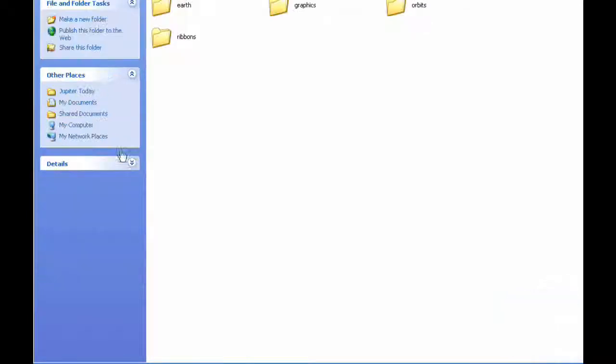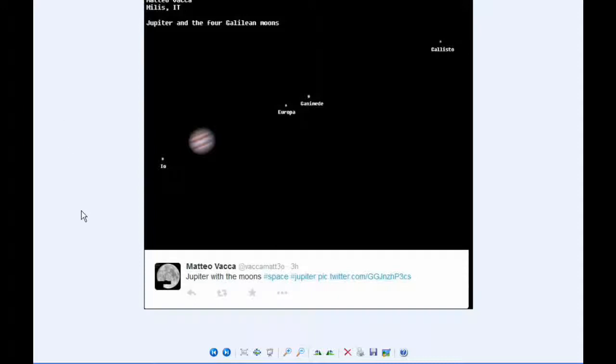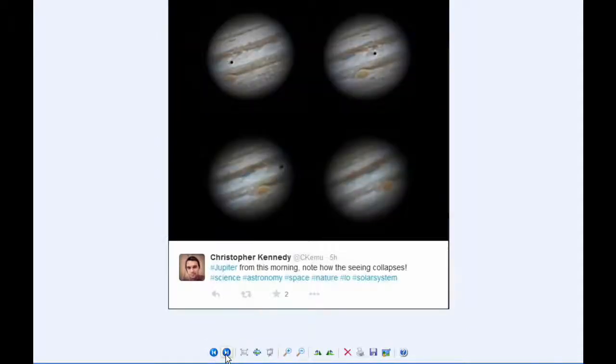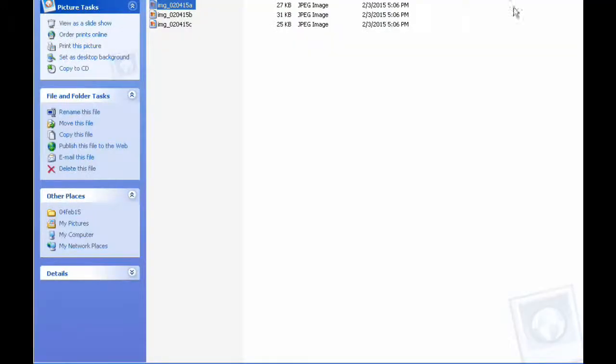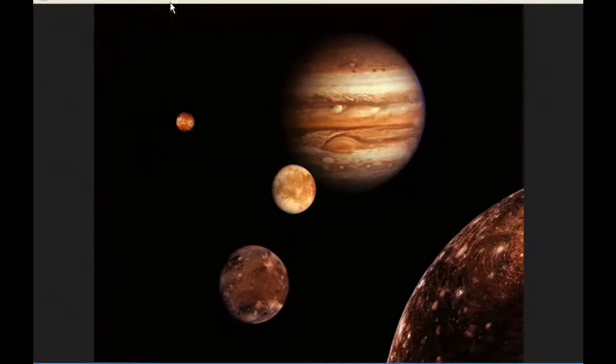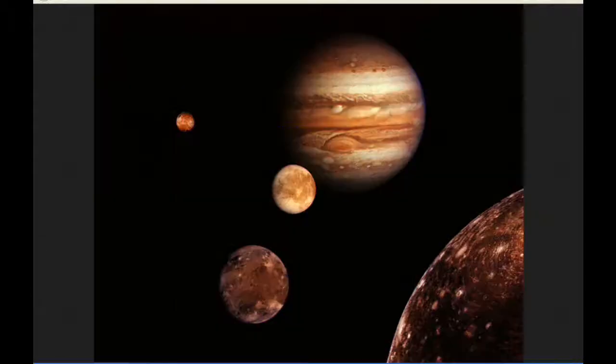There were some new images posted. And there was some new radio data taken on the 2nd of February at the UT time shown. And there were no new papers.